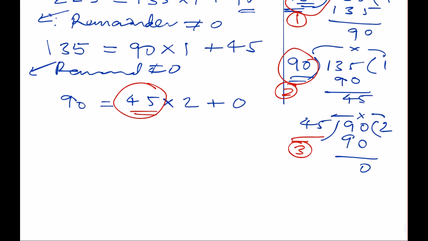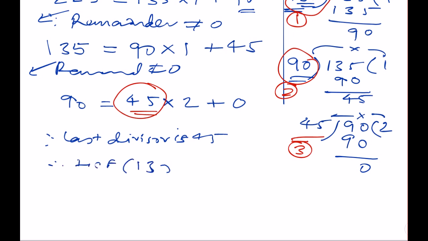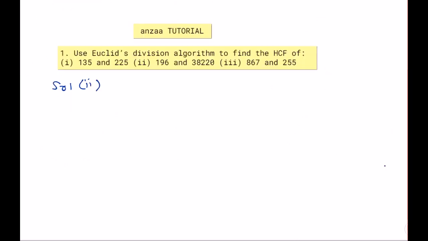So since last divisor is 45, therefore HCF of 135 and 225 is equal to 45. This is the answer. Okay guys.